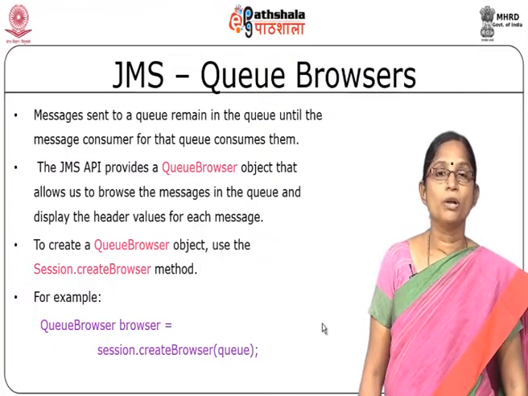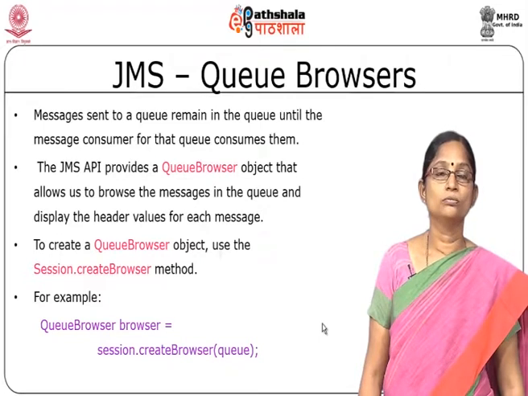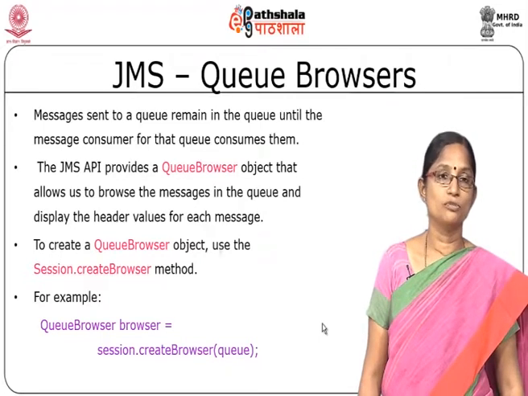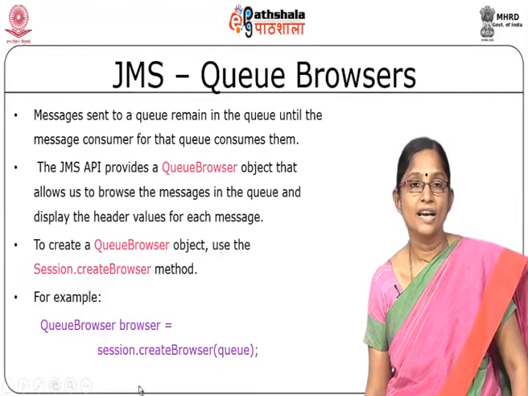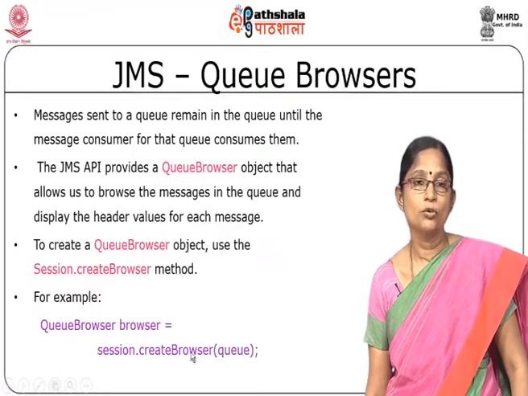This is used to browse all of the messages in the queue and it displays the header value for each message. Now, you can see that again we can create a queue browser, but this create browser method should be invoked over the session object.